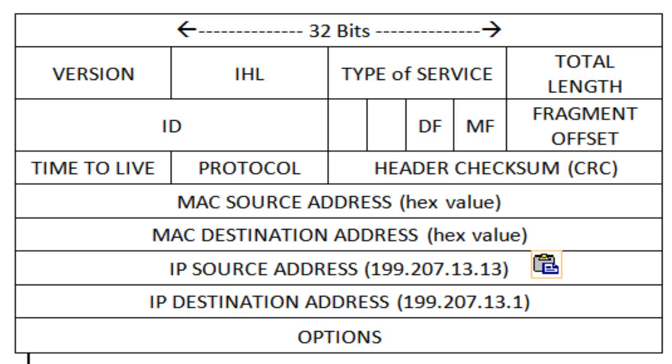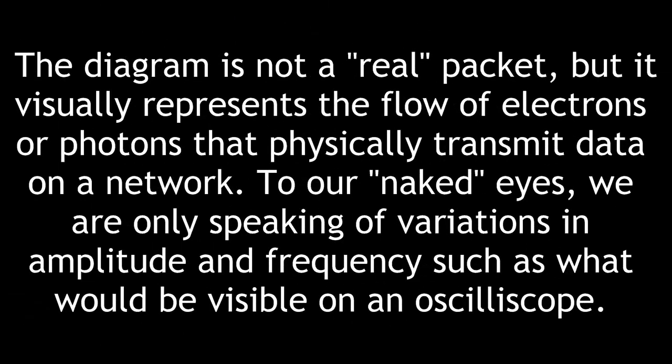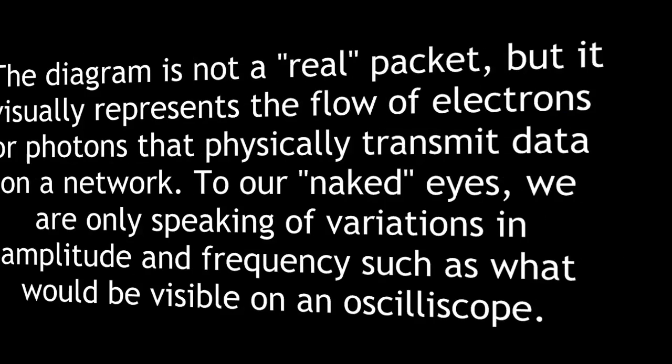Now, packets don't really look like this. They're just oscillating light pulses if it's fiber, or patterns of electrons flowing through a wire that vary in amplitude and frequency and modulate. But this is how we represent it. This is how we logically try to understand a packet. Once again, the diagram is not a real packet, but it visually represents the flow of electrons or photons that physically transmit data on a network. To our naked eyes, we are only speaking of variations in amplitude and frequency, such as what would be visible on an oscilloscope. Not very intelligible to us, but very intelligible and useful to a computer.